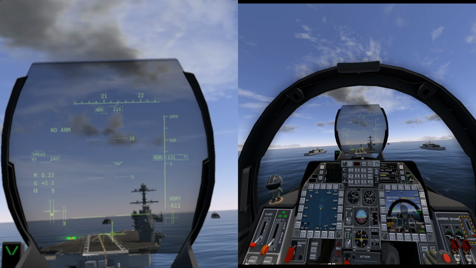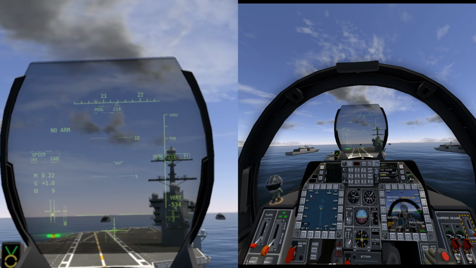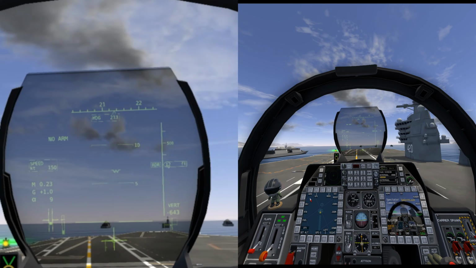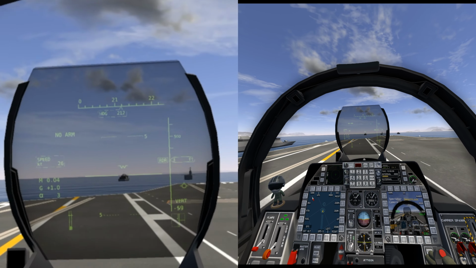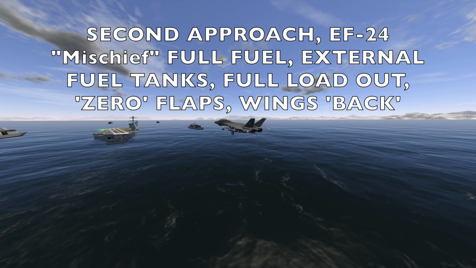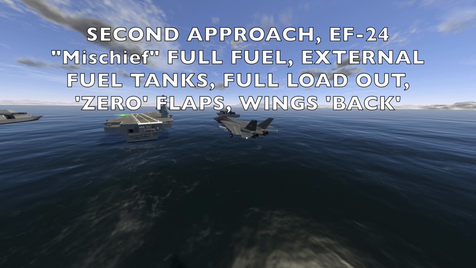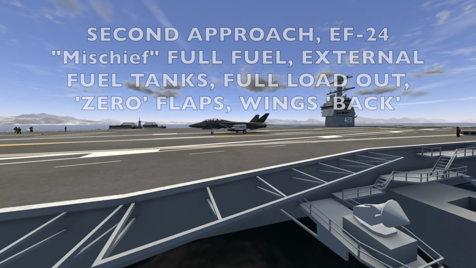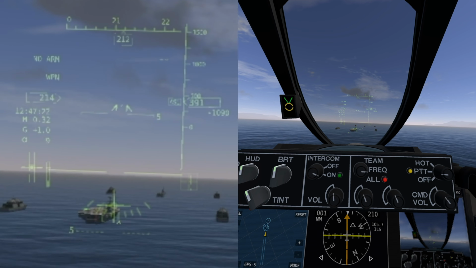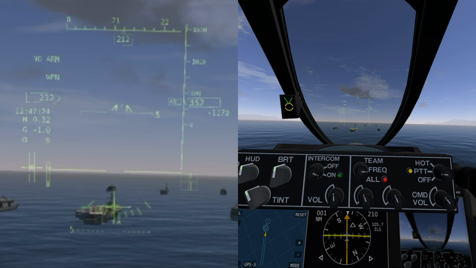We're making sure that the bracket stays close to the center, and as we get down to the runway, we capture the wire, we've landed. And this landing will be landing the EF-24 on the carrier with full fuel, full loadout, external tanks, wings all the way back, and the flaps are up.